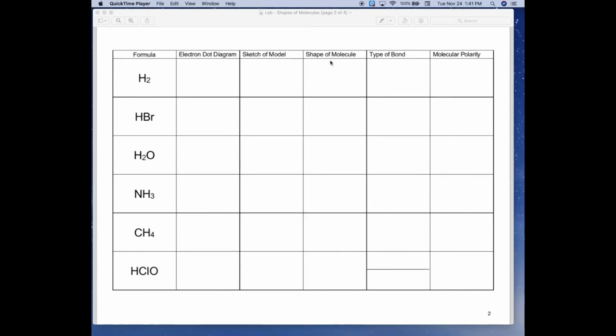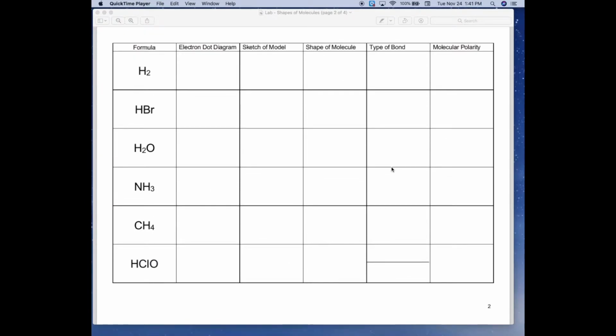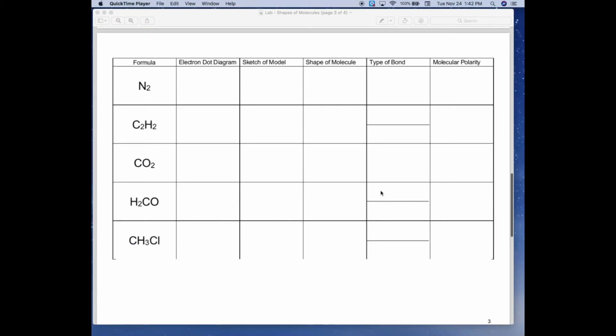Now the shape of the molecule, you will need to tell me if it's linear, bent, trigonal planar, trigonal pyramidal, or tetrahedral. Now the type of bond, they're all going to be covalent. So tell me if it is polar covalent or non-polar covalent. That's what I'm talking about here. And you'll see that HClO has two spots because we're looking for something between H and O, and then O and Cl.